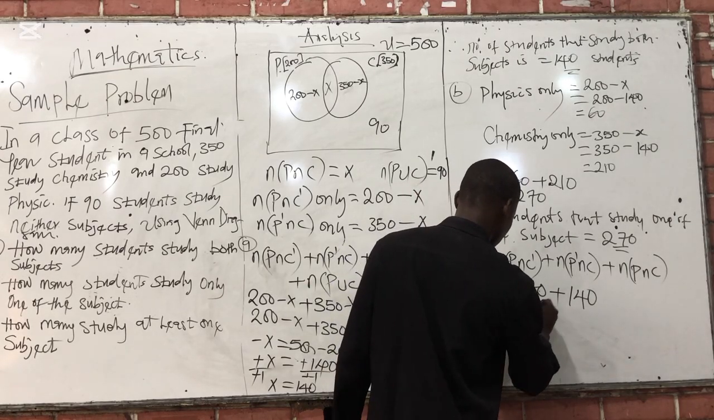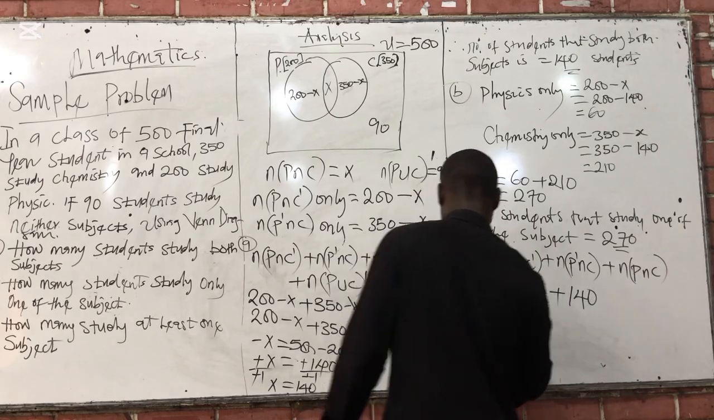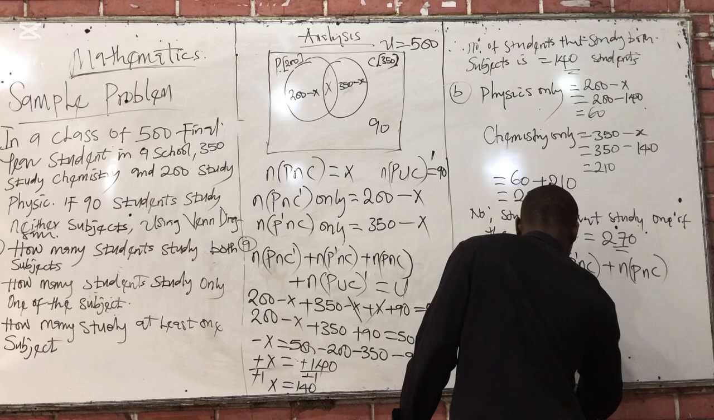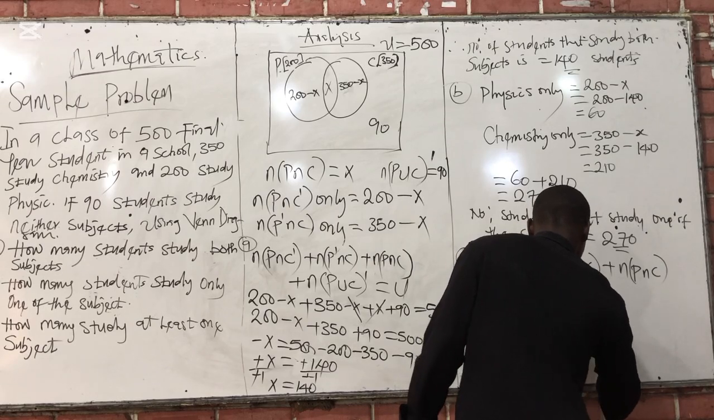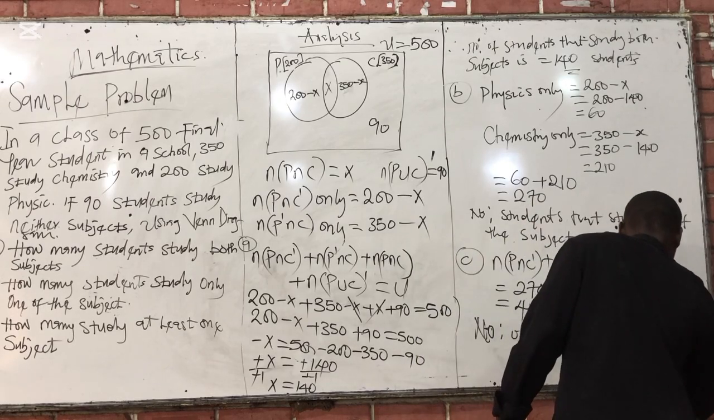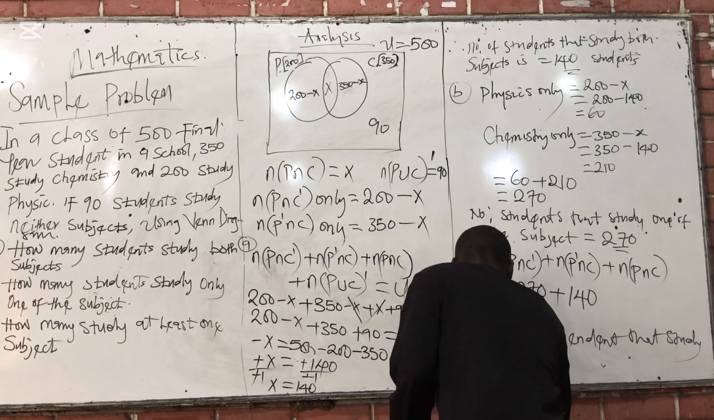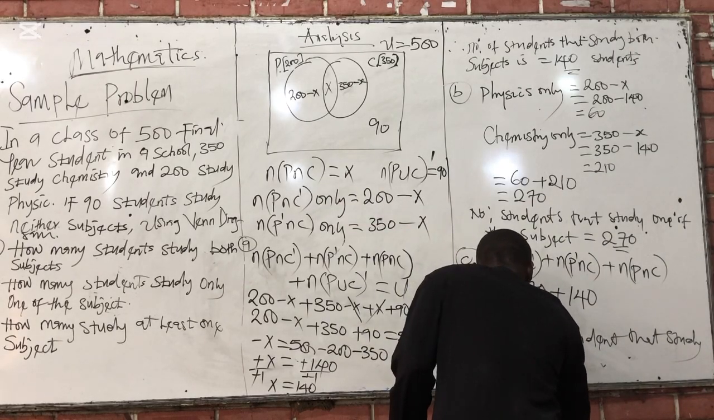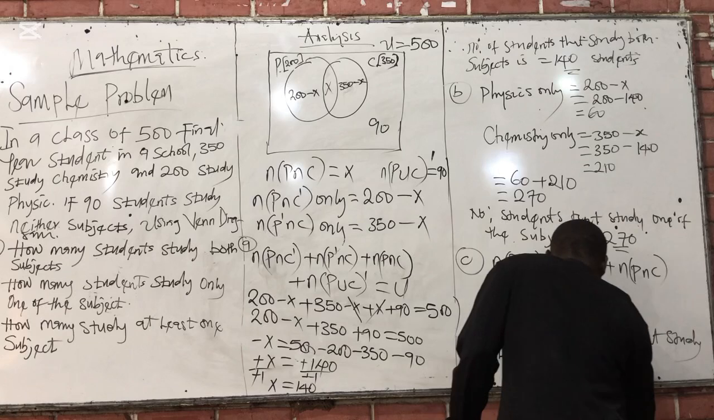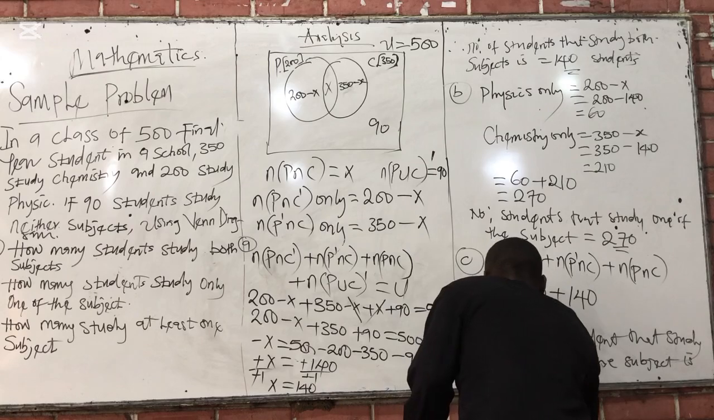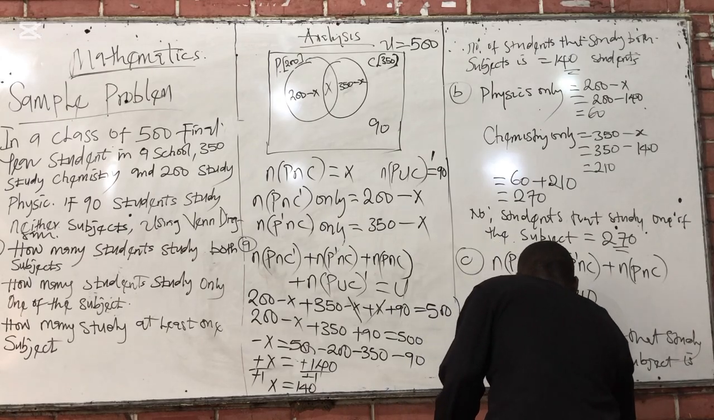So this is 300, this is 410. So the number of students that studied at least one of the subjects is equal to 410 students.